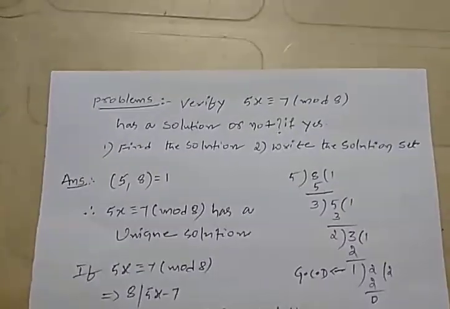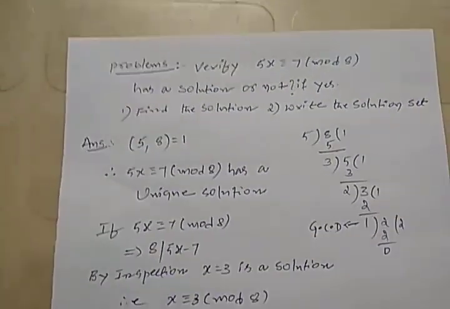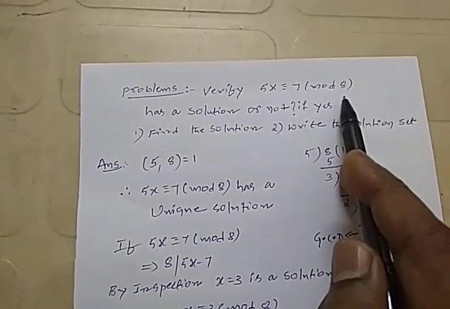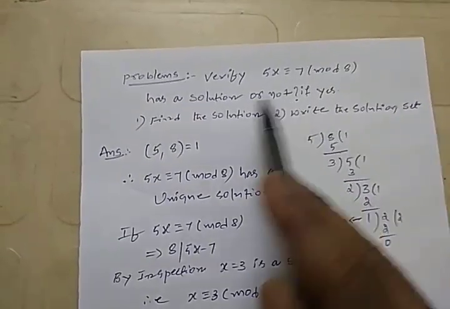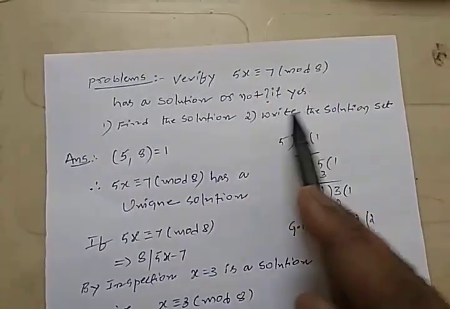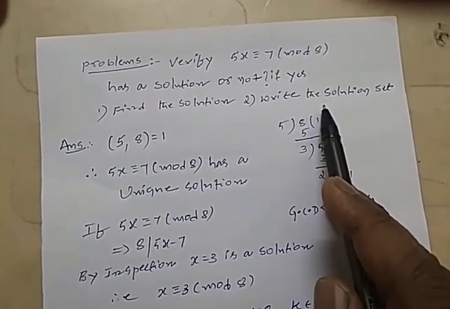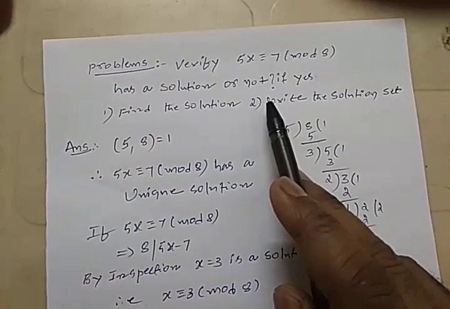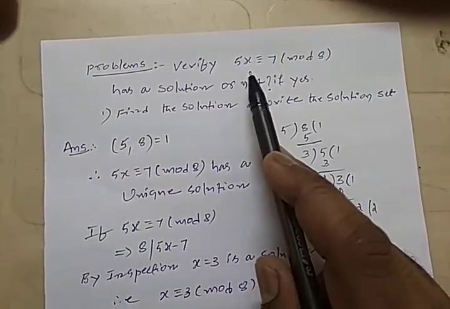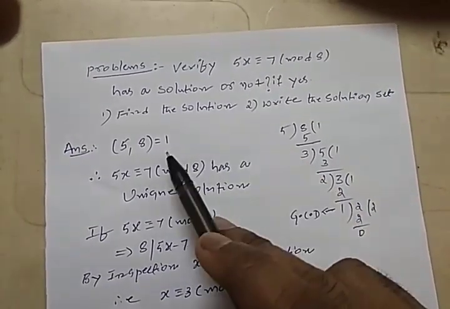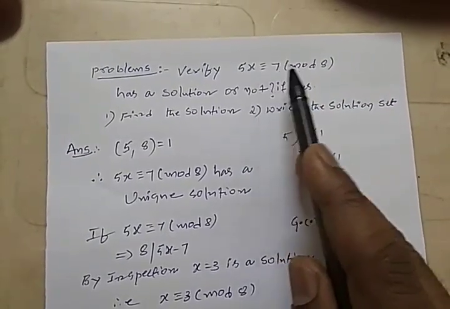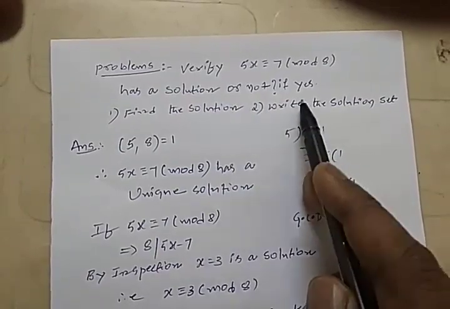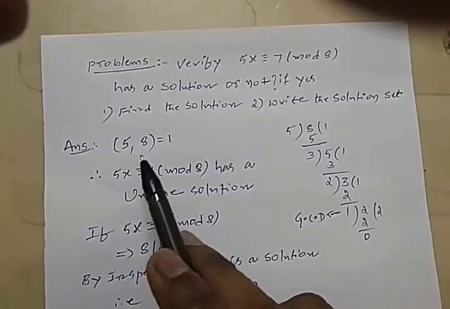Let us take an example. Verify whether the congruence 5x is congruent to 7 mod 8 has a solution or not. If it has a solution, let us find the solution and the solution set. First find the GCD of the given congruence. Depending on that GCD, we can say whether this given congruence has a unique solution, more than one solution, or no solution.